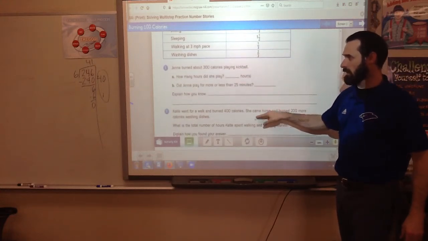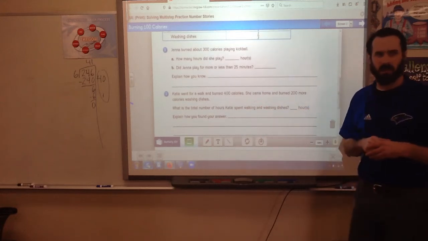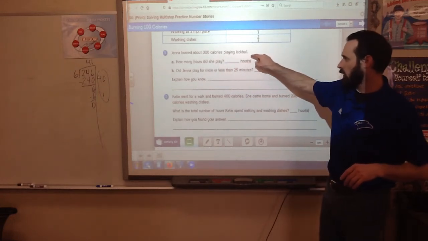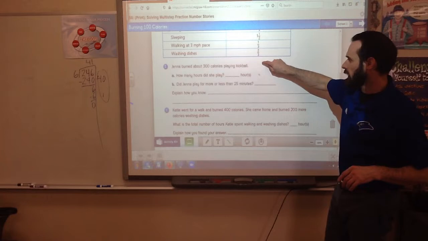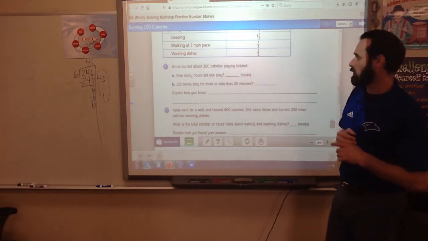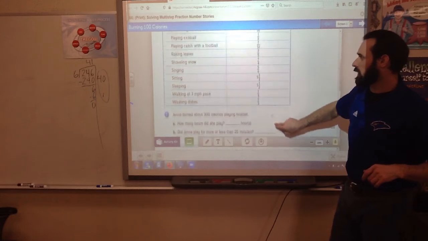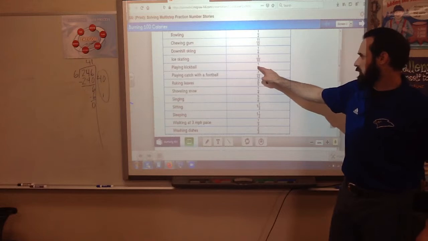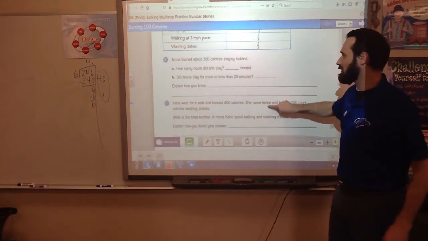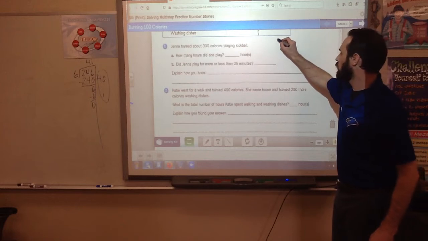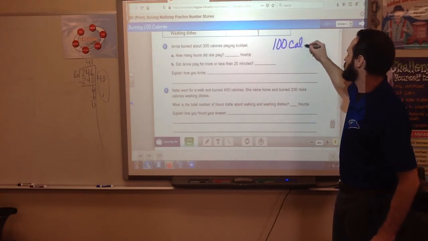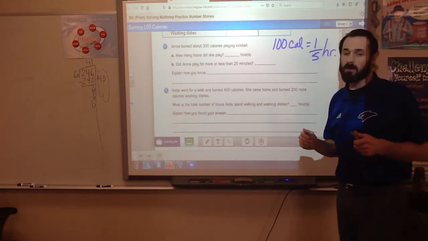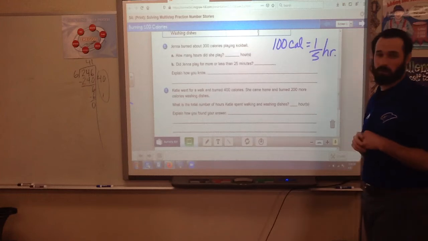So we're going to solve number 1 and number 2 for sure today and see where that gets us time-wise. But the first one says that Jenna burned about 300 calories playing kickball. So we've got to go up here and eventually figure out how many hours she played. But first we've got to figure out how long it takes to burn 100. So if you find playing kickball, to burn 100 calories is 1/5 of an hour. So I'm just going to write that down here. So 100 calories equals 1/5 of an hour. So this initial part is pretty easy to solve.